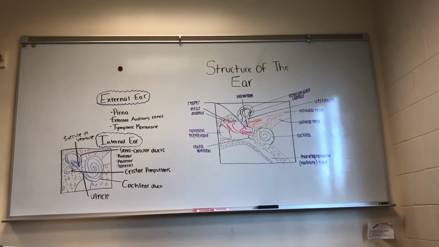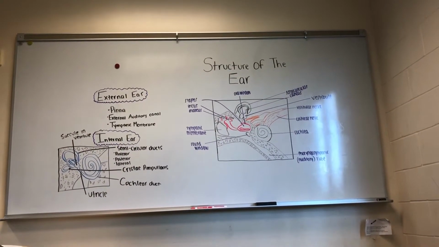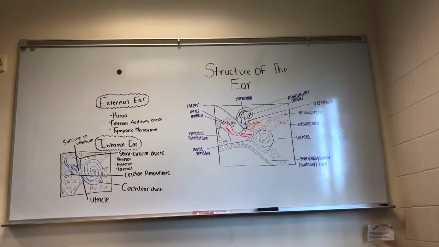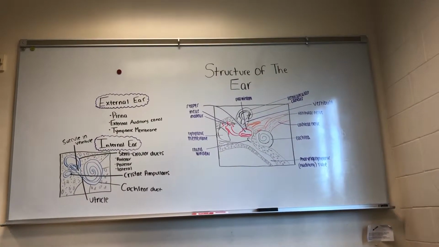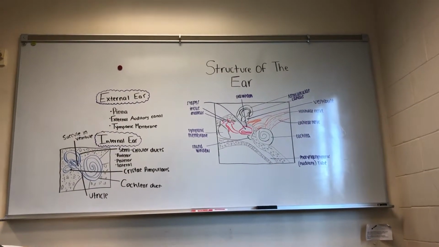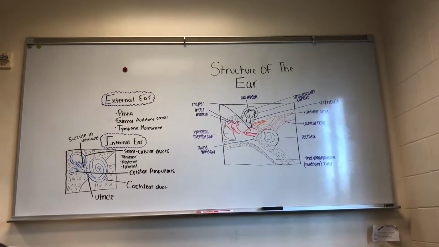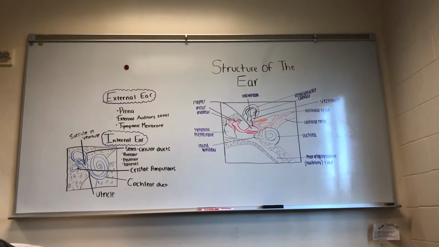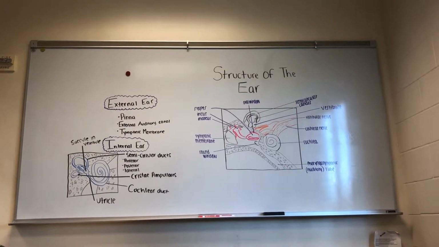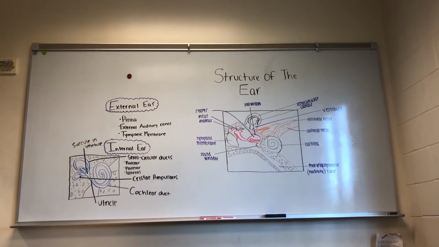There's a homeostatic imbalance of the middle ear, which is called otitis media, which is the most common in kids and normally comes from a sore throat. It's the inflammation of the middle ear and is the most common cause of hearing loss in kids, which can also be treated with antibiotics.